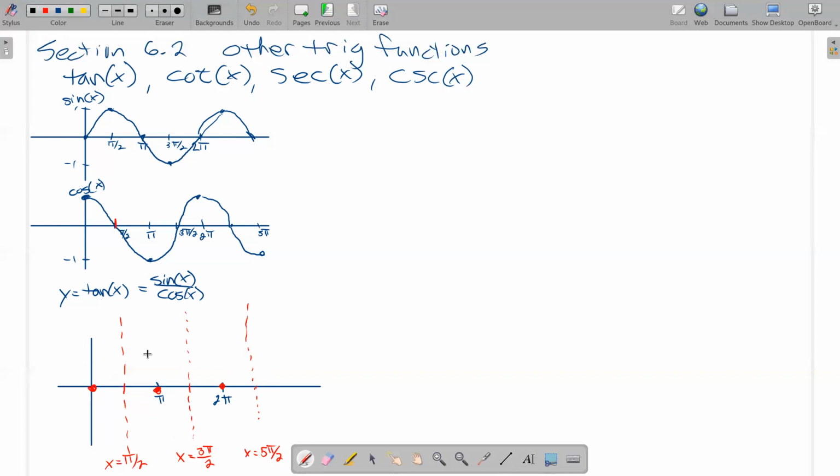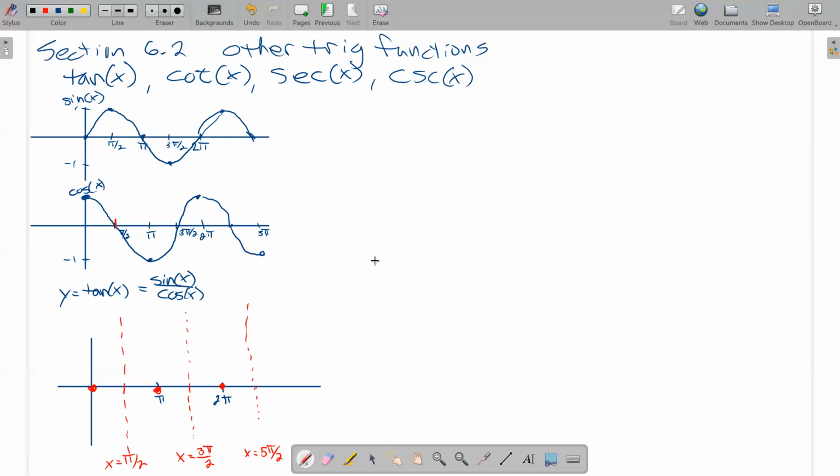All right, so what else happens? If we look in between 0 and pi over 2 here, the sine is increasing from 0 to 1. So my numerator is increasing from 0 to 1. My denominator is decreasing to 0. And we can pick a couple of numbers to check that out. So for example, in between 0 and pi over 2 would be pi over 4.